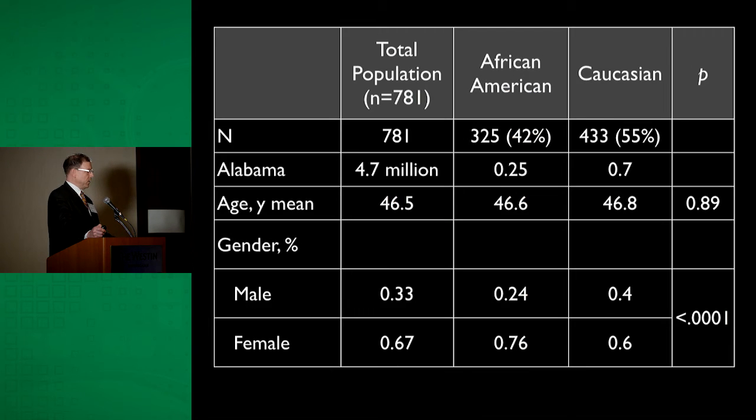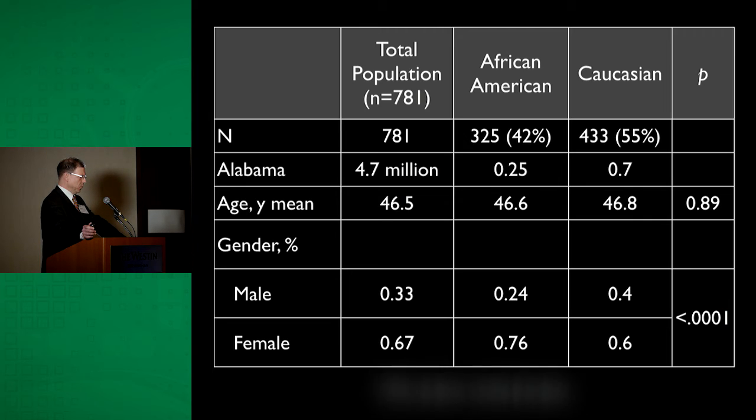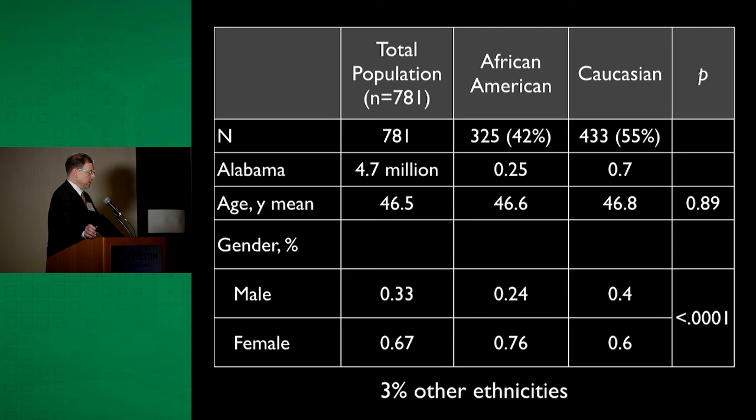So if we break it down further, this is just the Birmingham population. Again, 781 patients. You know, the population of Alabama around the time that we gathered this data was 4.7 million. The mean age of patients in our study was 46.5. Two-thirds were female, one-third were male, which fits with what we know about most autoimmune diseases. And again, if we break this down by ethnicity, are there differences? So 42% of the patients seen in the uveitis clinic were African American, 55% were Caucasian. There was actually a small number that were other ethnicities, about 3%.